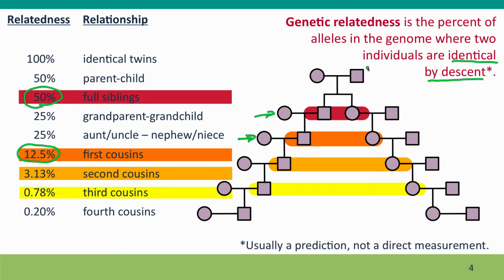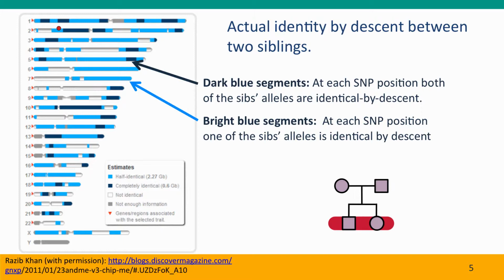And I should point out that these relatedness values are predictions, because until recently it was not possible to measure actual relatedness. Now it is possible to measure actual relatedness. You've seen this diagram before. It shows the actual identity by descent between two siblings.